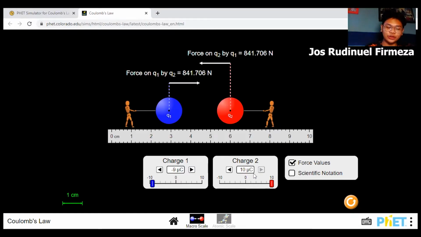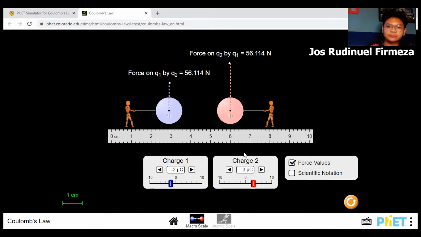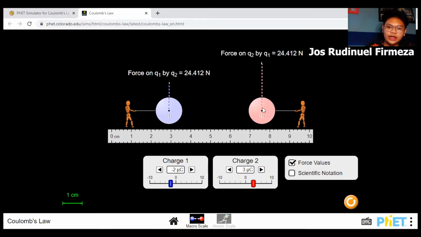For table number 2, the amounts of the charges are held constant. The first thing that the group should do is to discuss what charges they will be using. After the group has decided, move the two buttons, charges 1 and 2, to the designated charges that the group has decided. For example, -3 and +3, and then move the distance.